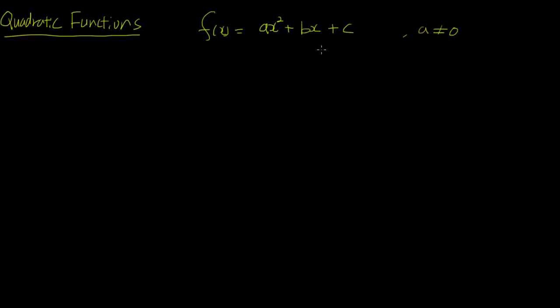We need this square term to make sure we have this first term. We need to have a not equal to 0. Now, a typical form of example would be something like this.